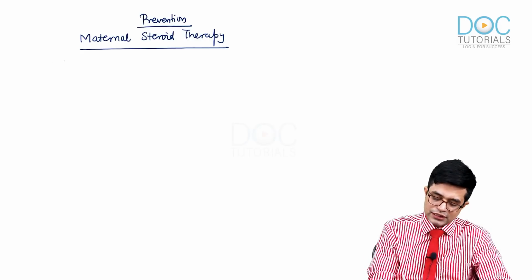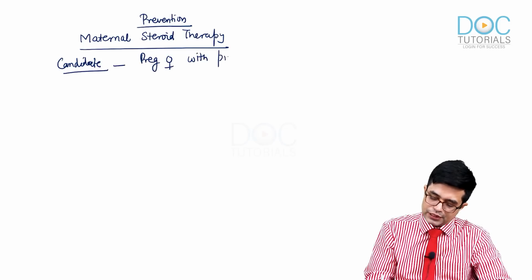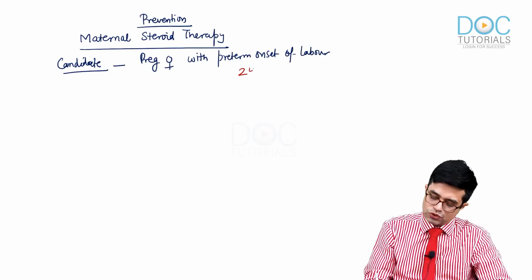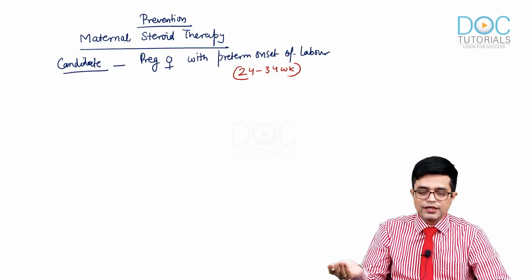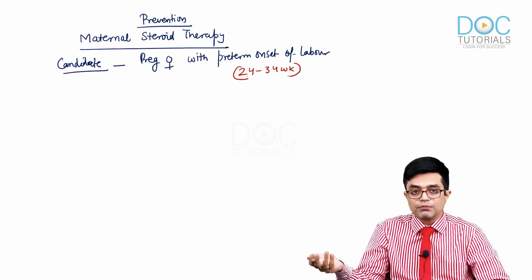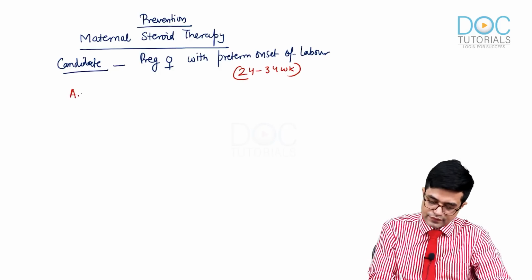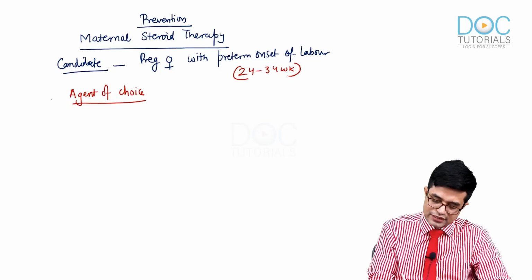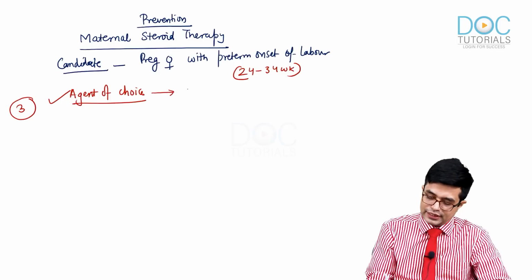Who are the candidate mothers? The candidate mothers are pregnant females with preterm onset of labor between 24 to 34 weeks of gestation. Beyond 34 weeks, surfactant is already there. Less than 24 weeks, the baby is anyways not compatible with life, so we don't give it. And what is the agent of choice? It has been asked 3 times in MCQ entrance exams. The agent of choice is dexamethasone.